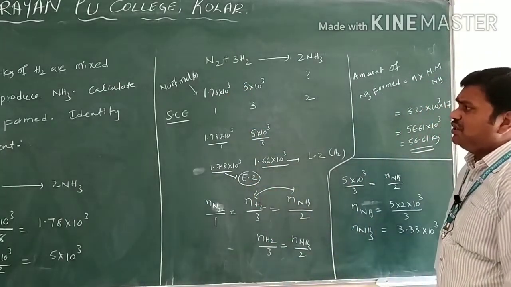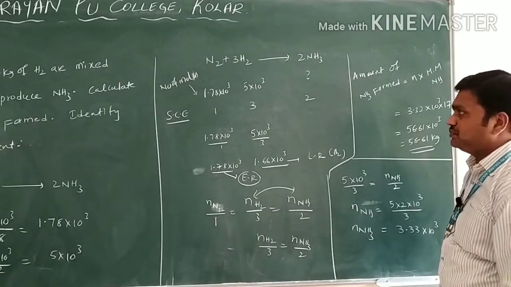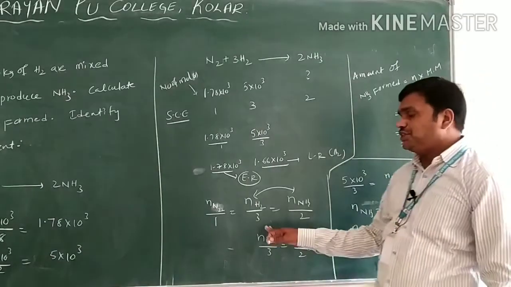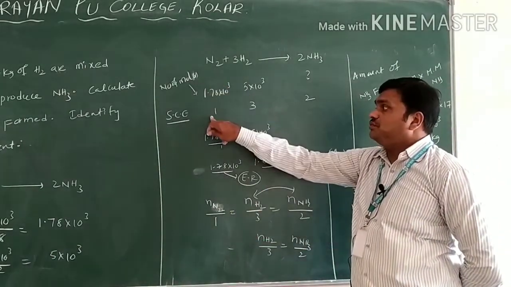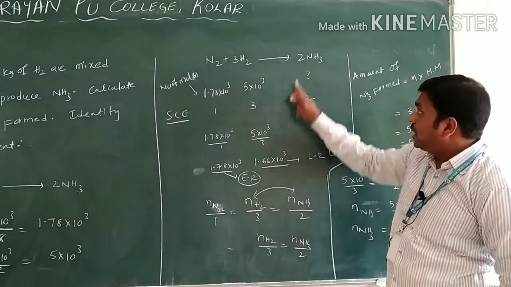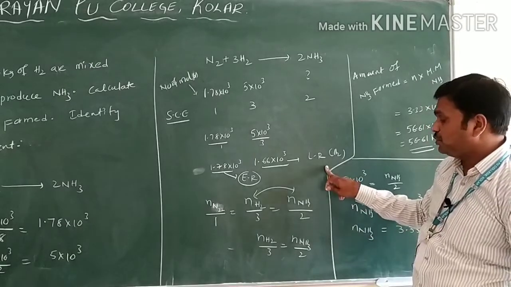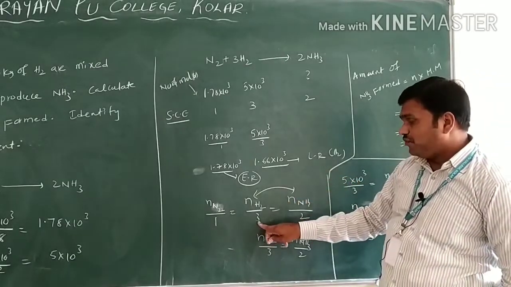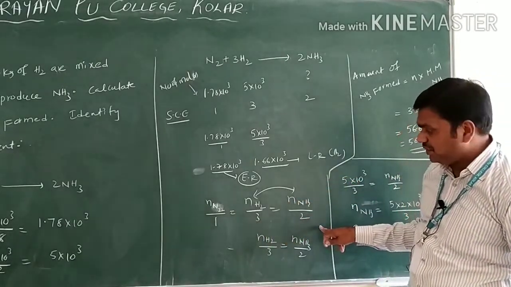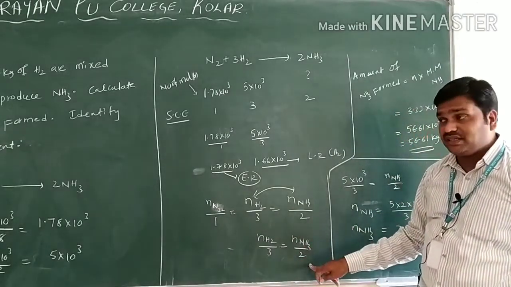Finished. Then you can find out the number of moles of NH3 formed in the reaction. I wrote the mole relationship here: number of moles of N2 by 1, number of moles of H2 by 3, number of moles of NH3 by 2. Which is the limiting reagent? H2. You will take the relation between the number of moles of H2 and the number of moles of NH3. So here, number of moles of H2 by 3 is equal to number of moles of NH3 by 2.